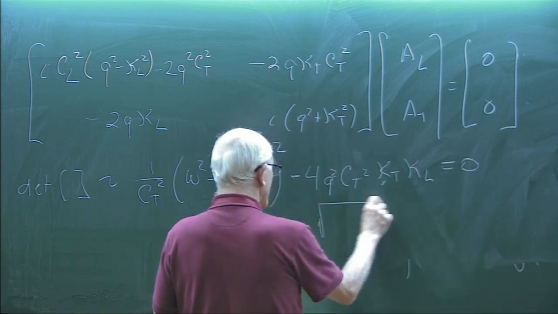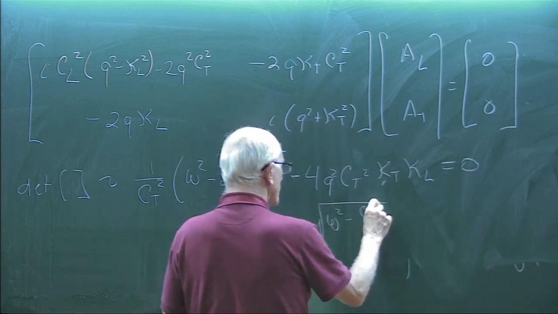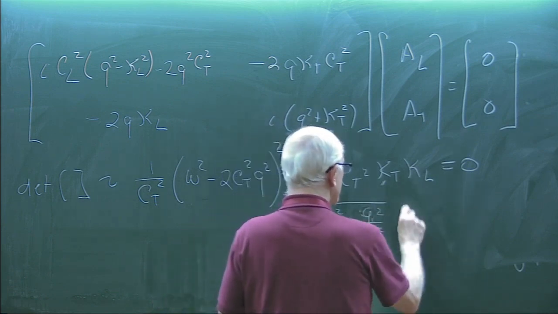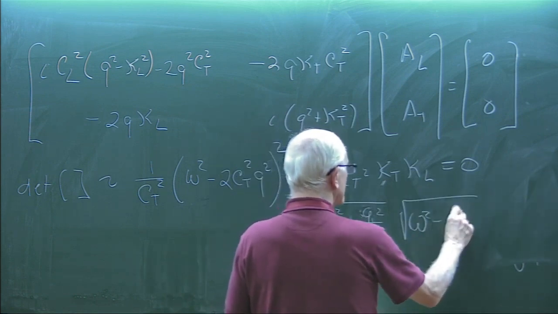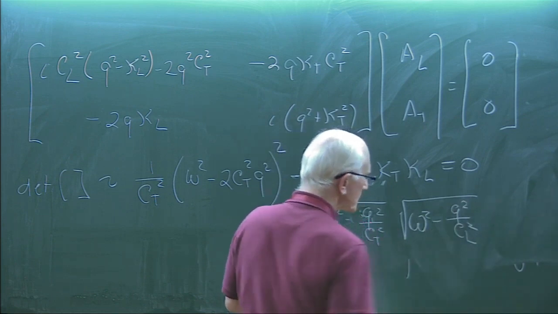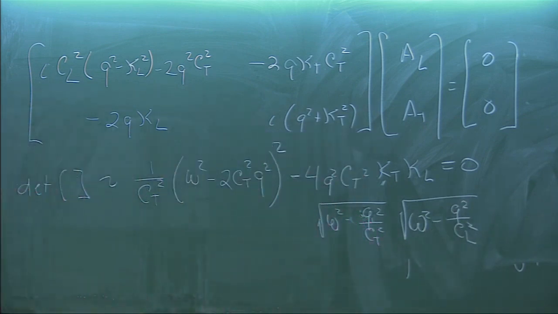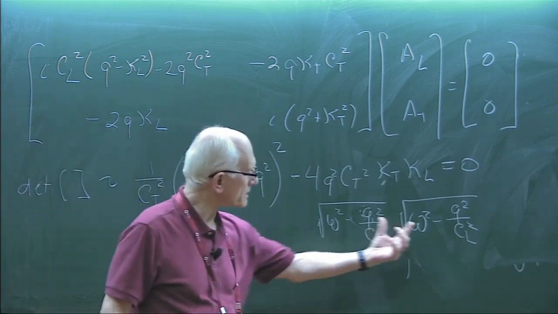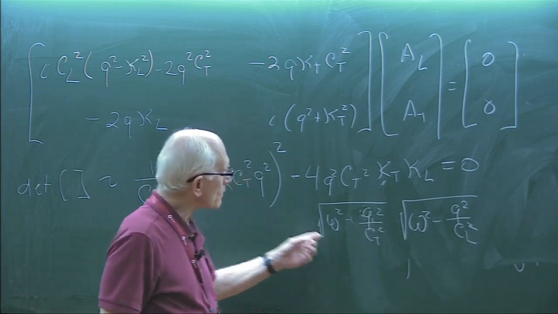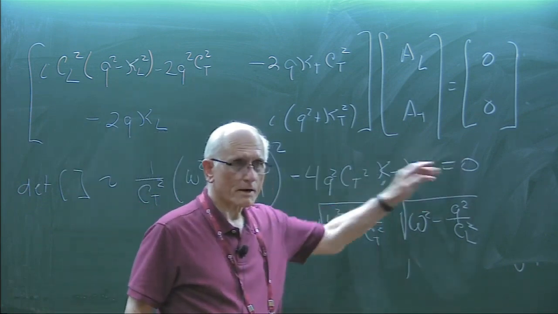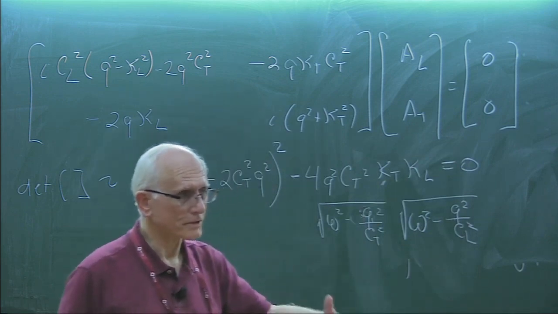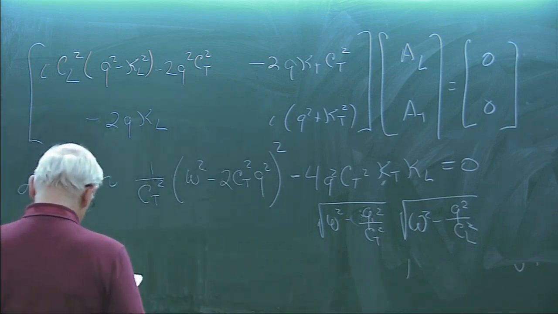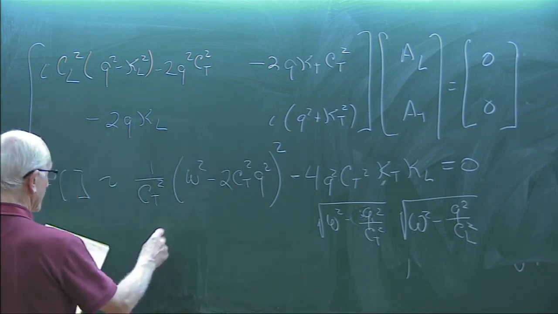And this we replace by omega squared minus CT squared, minus Q squared over CT squared, and this one by the square root of omega squared minus Q squared over CL squared. So now we have an equation for omega, which is a little more complicated than what you have in the bulk because we have these square roots here. Now, of course, what we're going to do is to put this on the other side and square it, but what happens when you take an equation and you square it? You introduce extra roots, right? So we will have extra roots, but let's write down the final form.